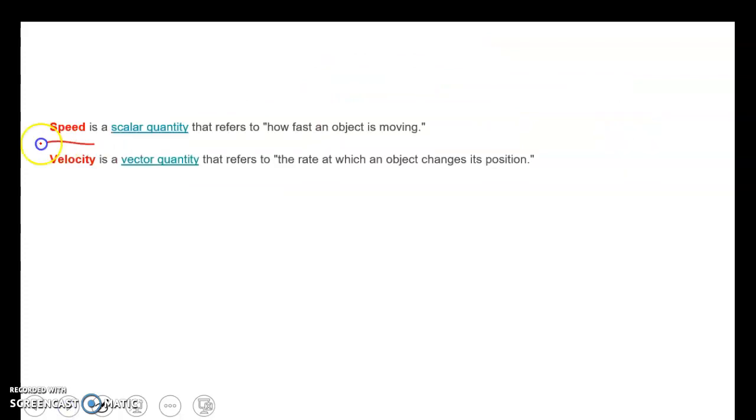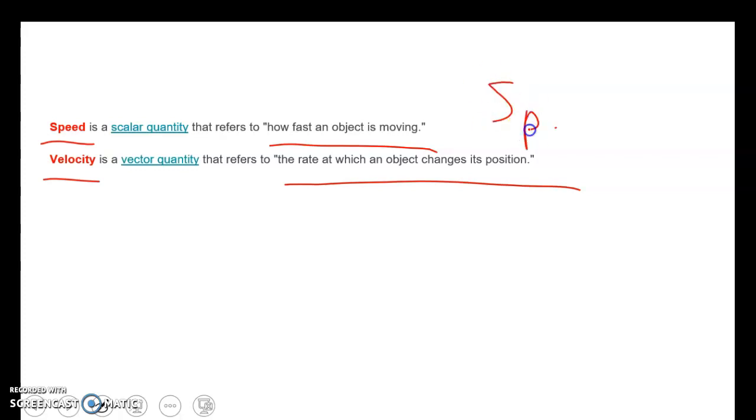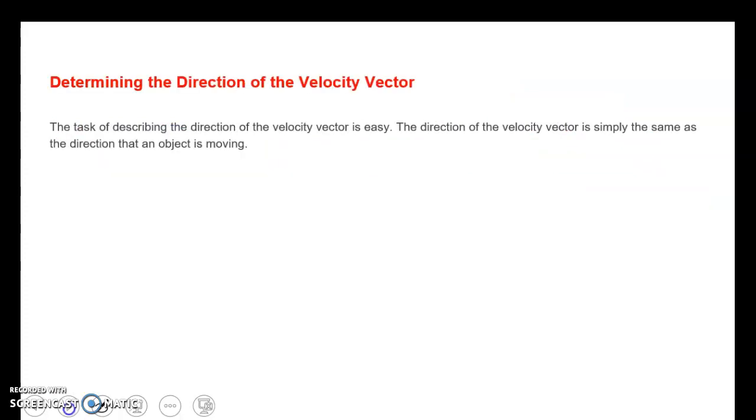Two other terms, speed and velocity. Speed's a scalar, how fast we're moving. Velocity is a vector, the rate at which an object changes its position. So velocity is just speed with a direction. That's what velocity is, speed with a direction. Speed tells us how fast we're moving, but velocity gives us the direction that our speed's going.